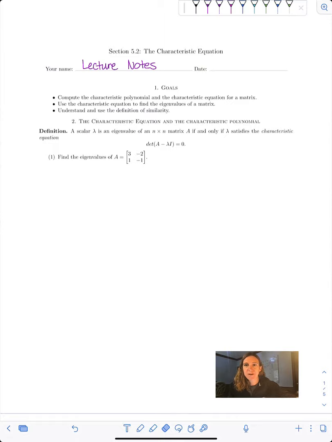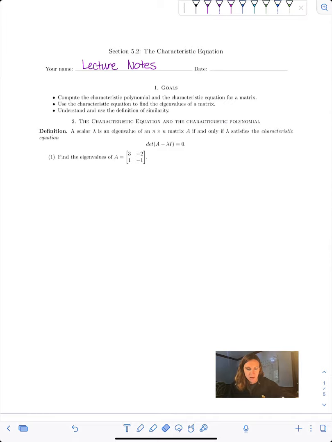Welcome to section 5.2, the characteristic equation. We're going to talk about what the characteristic polynomial is and also the characteristic equation for a matrix. We'll use that to find the eigenvalues of the matrix and then understand the definition of similarity.